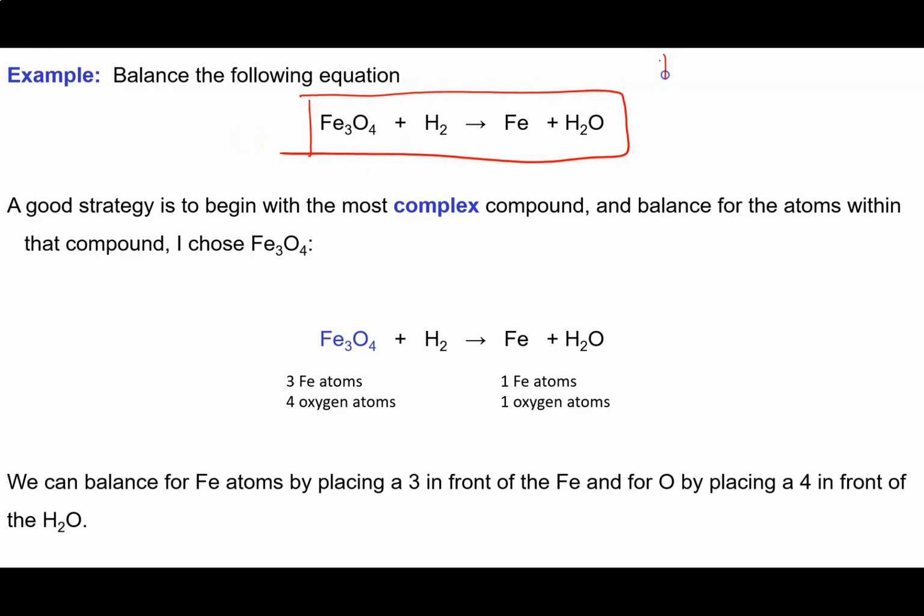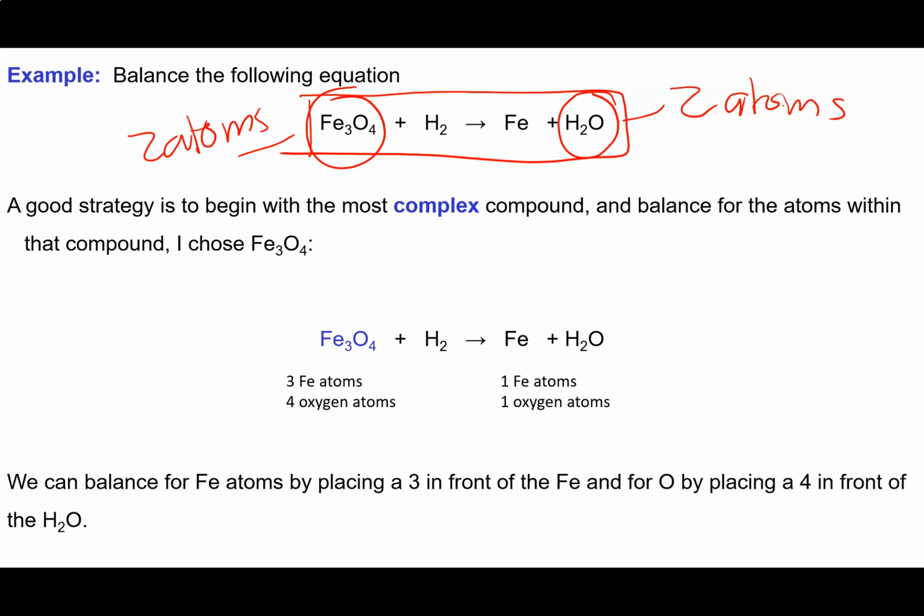You can see immediately that it's not balanced because we've got 3 irons on the left and only 1 on the right. And then also if we look there, we have 4 oxygens on the left and only 1 on the right. So you kind of know that it's out of whack pretty much immediately. So my strategy for balancing is to pick the substance that has the greatest variety of atoms. And so there's 2 things here. This guy's got 2 atom types, and this one here has 2 types of atoms as well.